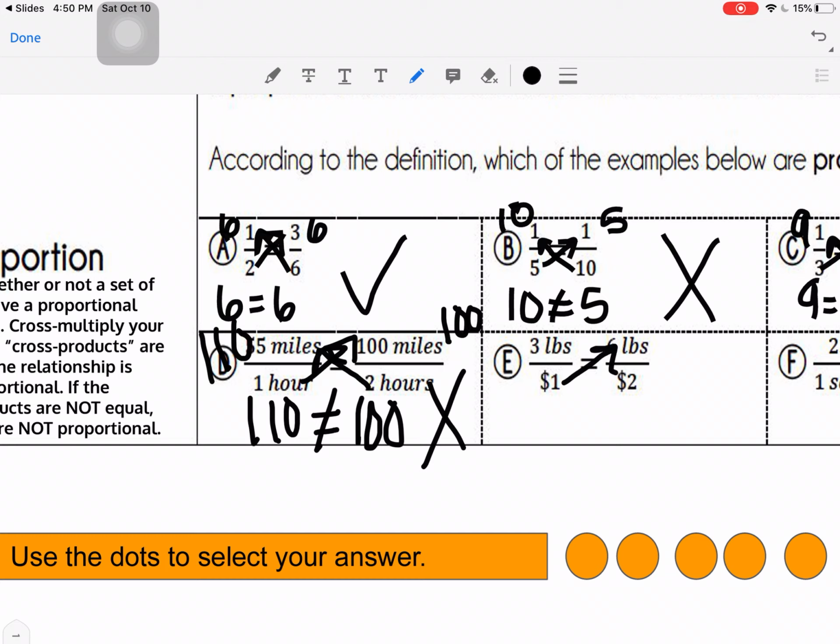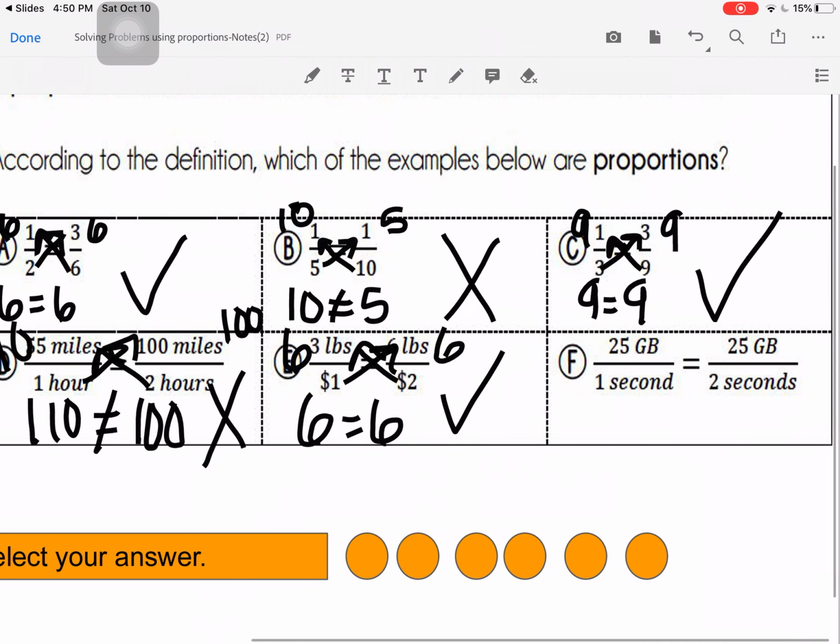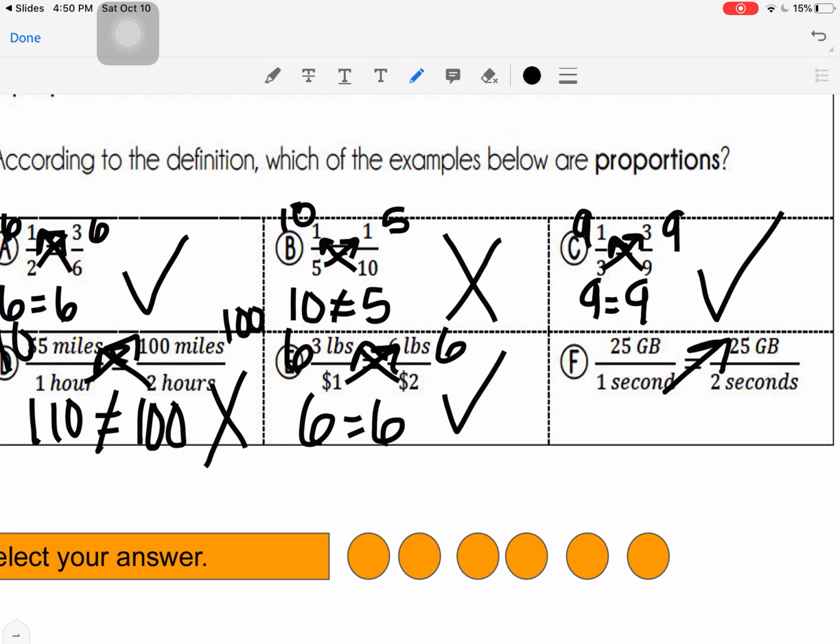1 times 6 is 6. 2 times 3 is 6. 6 equals 6. So they are proportional. And lastly, 1 times 25 is 25. 2 times 25 is 50. 50 does not equal 25. So they are not proportional.